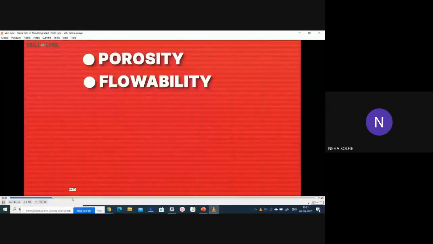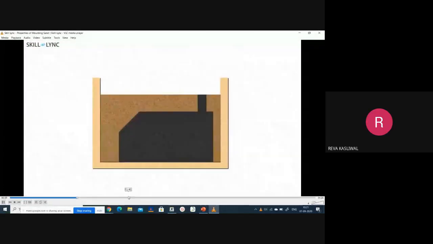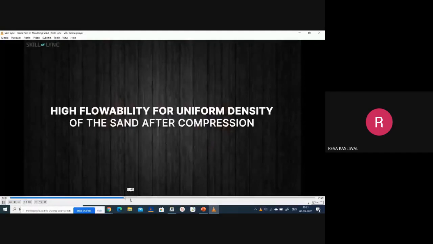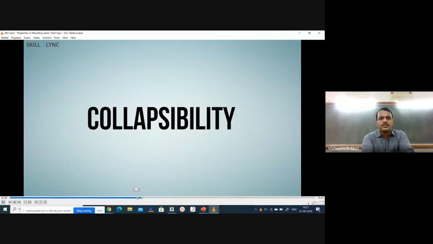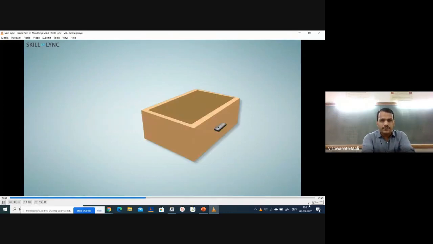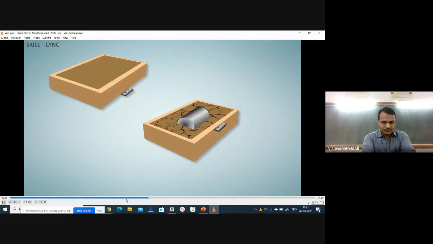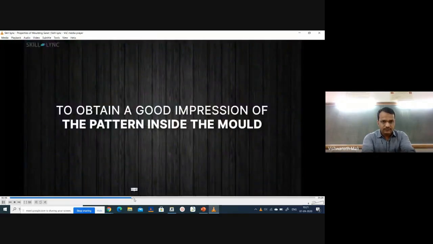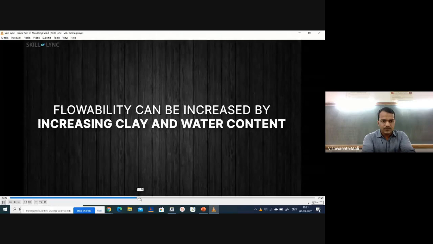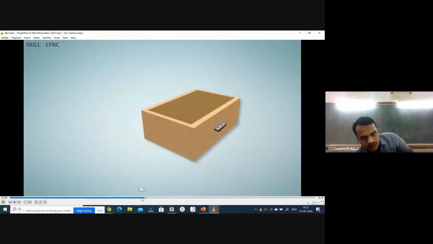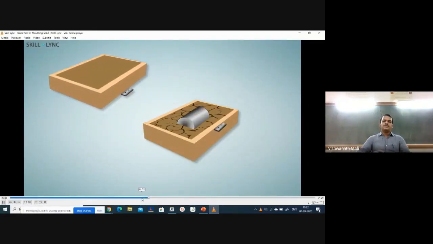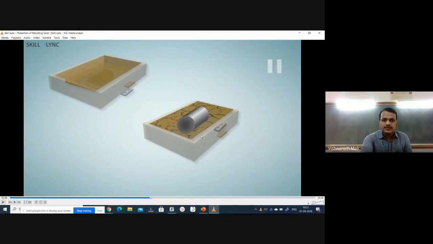Now see here, there is a collapsibility property. So when we pour the molten metal, due to the heat, see, such cracks are developed in the molding sand. Okay, so it gets collapsed so that we can easily remove the pattern.